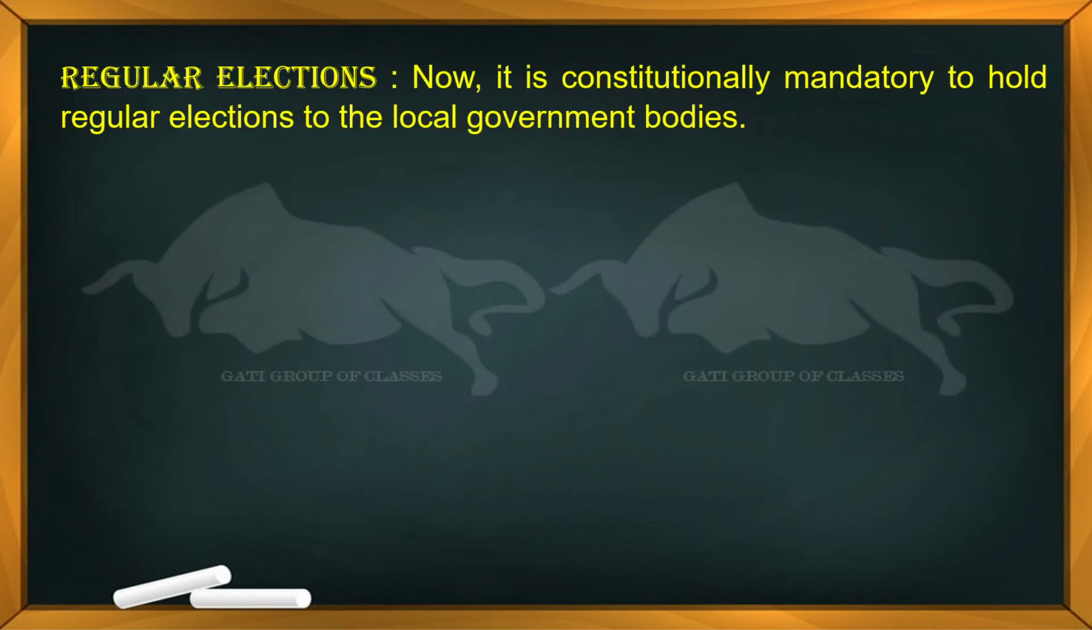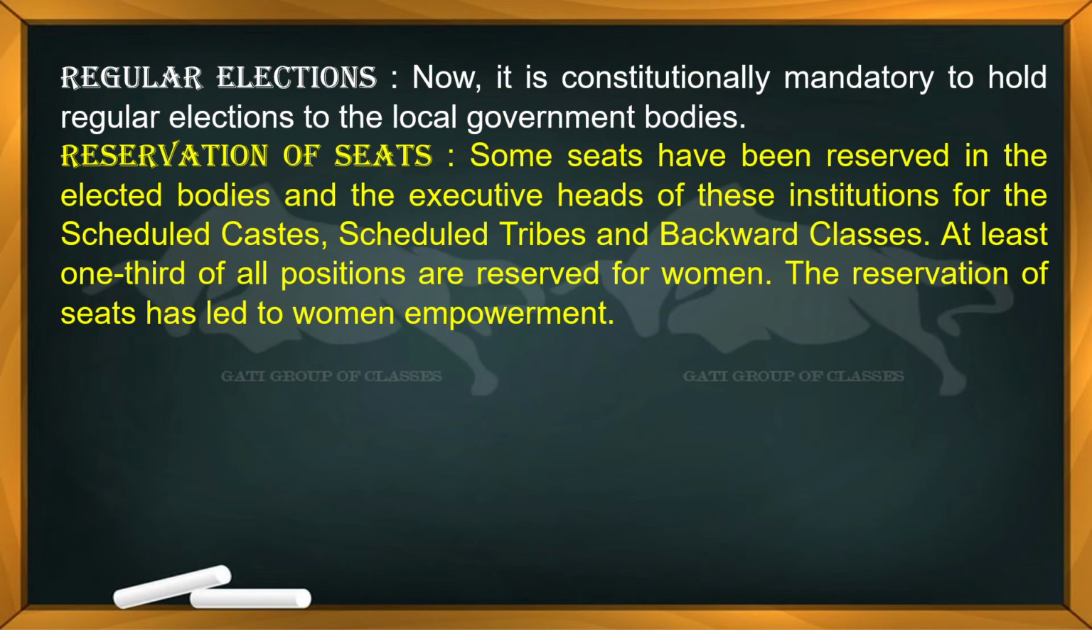First of all, regular elections. Now it is constitutionally mandatory to hold regular elections of local government bodies such as panchayats and municipal corporations. Next thing is the reservation of seats. Some seats have been reserved in the elected bodies and executive heads of these institutions for the scheduled castes, scheduled tribes and backward classes, so they can also get the opportunity. At least one third of all the positions are reserved for women also. The reservation of seats has led to women empowerment.